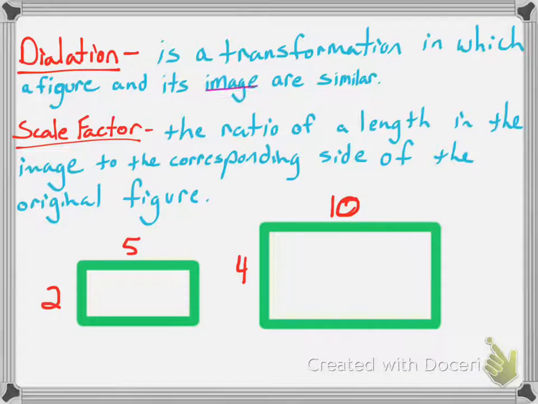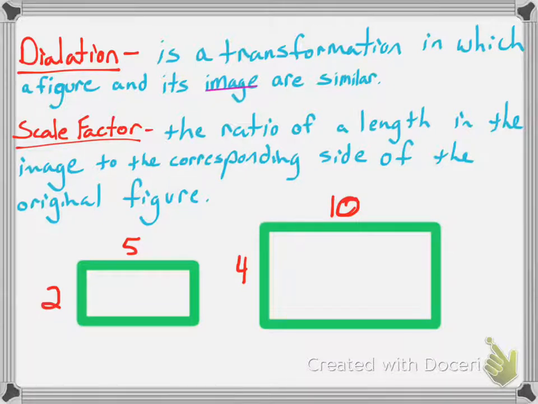What it means by image: image is a new shape. So after a transformation, the new shape is considered an image. Now, scale factor. Scale factor is the ratio of the length in the image to the corresponding side of the original figure. This is what this is saying.